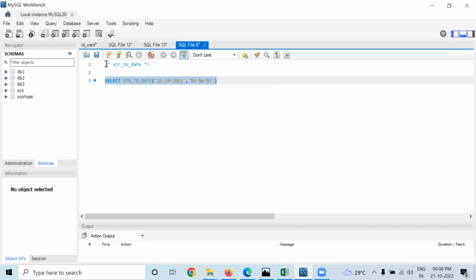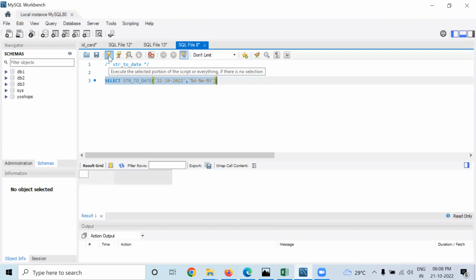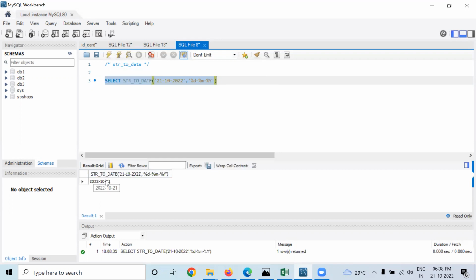Clear. Okay. When I run this particular code, you can see it is converted into proper date format corresponding to MySQL, where first the year will be there, then month, then date. This is the format regarding SQL. Now this particular string is converted into proper SQL date format. Is it clear, everyone? And one more thing, you have to put a semicolon, otherwise in the next code it may show an error.